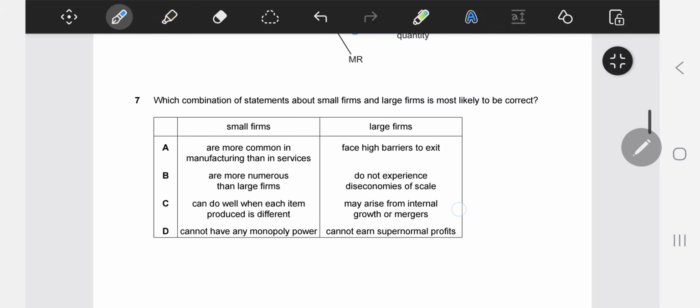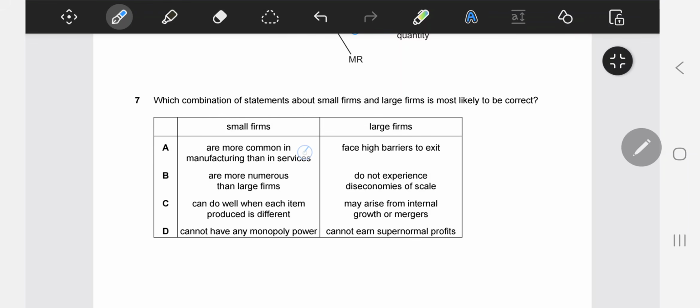Let's go to 7. Which combination of statements about small farms and large farms is most likely to be correct? Small farms are more common in manufacturing than in services. Large farms face high barriers to exit.